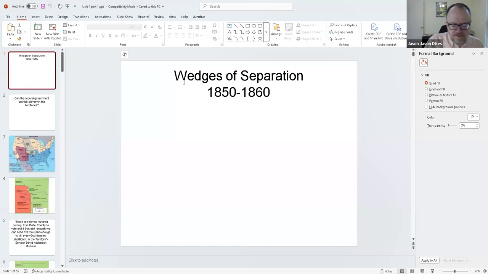All right. Wedges of separation, 1850, 1860. There's about a dozen wedges of separation. These come from a book on the Civil War. We're only going to cover the political ones, which you can see there on your study guide.